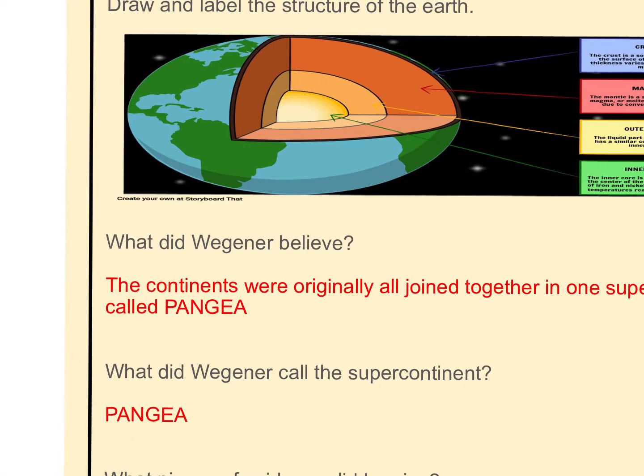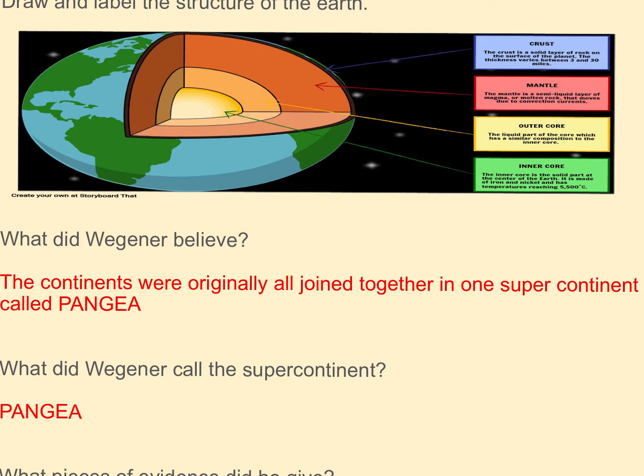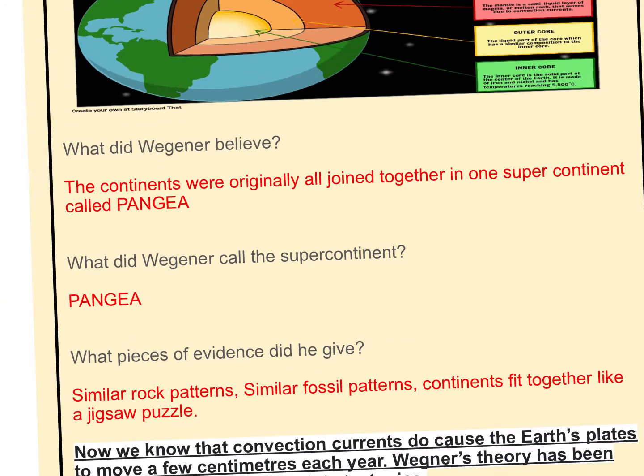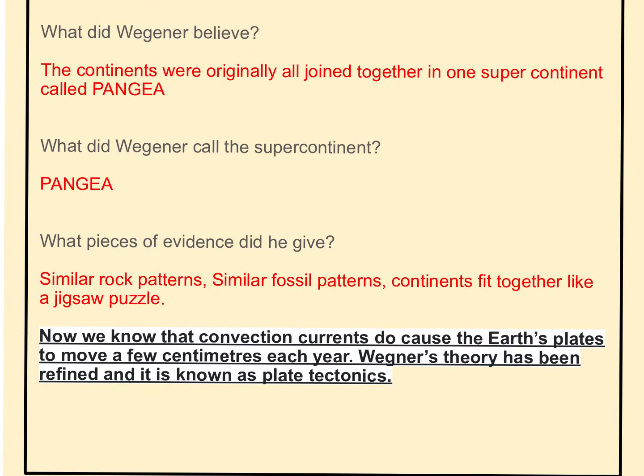What did Wegener believe? Wegener believed that all the continents were originally joined together in one supercontinent known as Pangaea. What did Wegener call that supercontinent? He called it Pangaea. What pieces of evidence did he give? There are 3 pieces of evidence you need to know: similar rock patterns, similar fossil patterns, and the fact that continents fit together like a jigsaw puzzle.